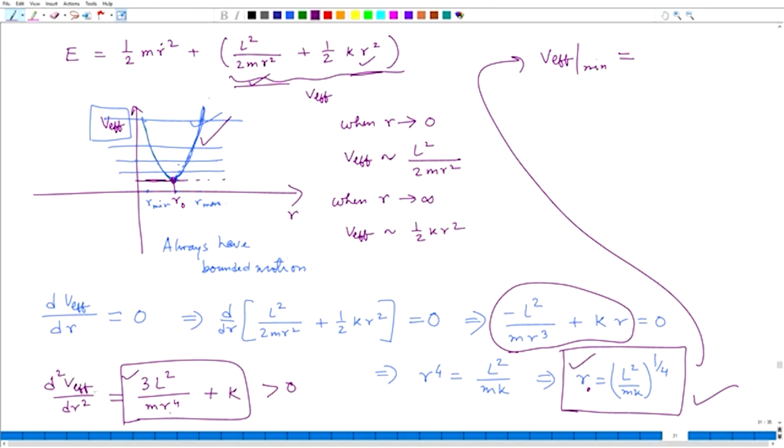Okay. So, what will be the minimum value of V effective at this point? That will be L square by 2 m R0 square plus half k R0 square.